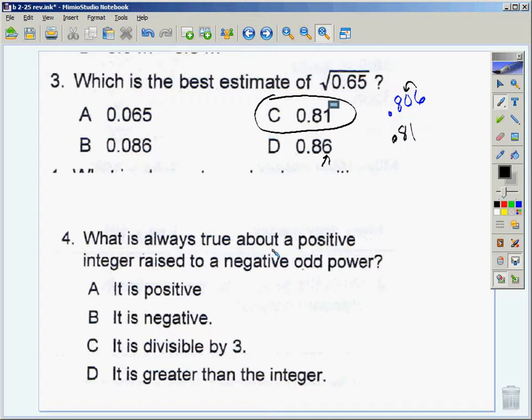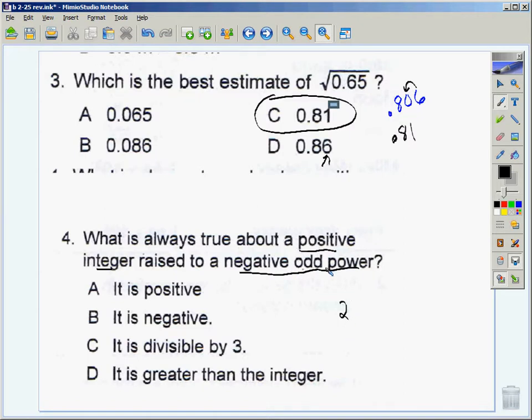Number 4, what is always true about a positive integer raised to a negative odd power? Listen, if they're talking about a positive integer, I would stay away from 1. 1 is kind of a unique number because 1, if I put it to a negative exponent, would just be 1 anyway. I recommend, since they want it to be generic, that I'd pick a small integer. So I might use 2, I might use 3, but I'd stay away from the larger ones.